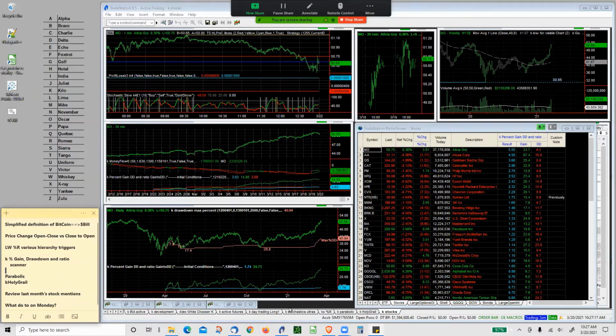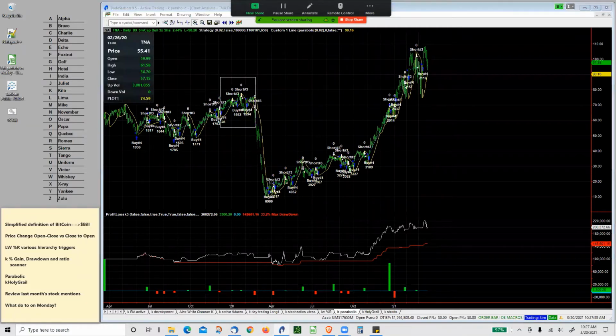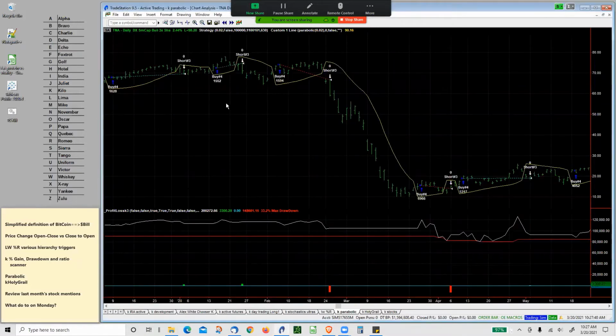I've also tried to find ways of getting in and out of stocks. Get in them fast and get out of them fast. I don't know how many people have ever seen this parabolic indicator. It's a pretty cool indicator. The yellow is the parabolic indicator, and you can find this on TradeStation.